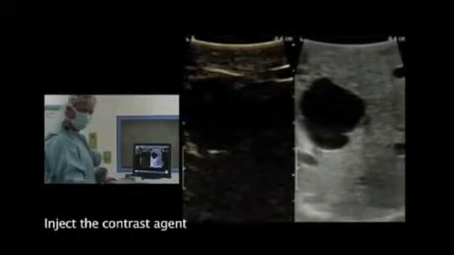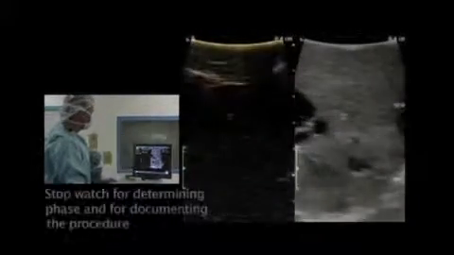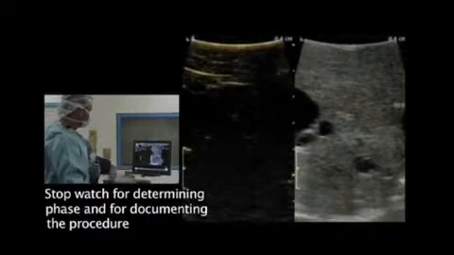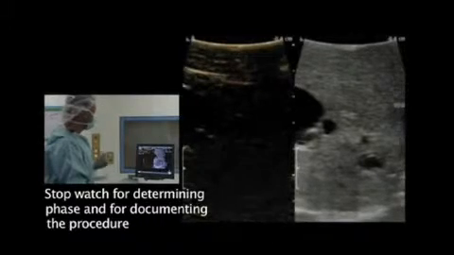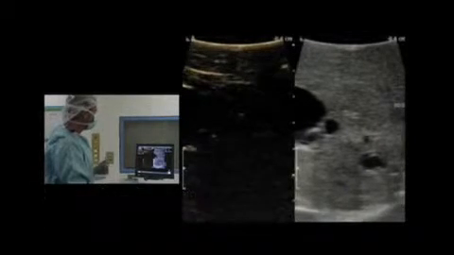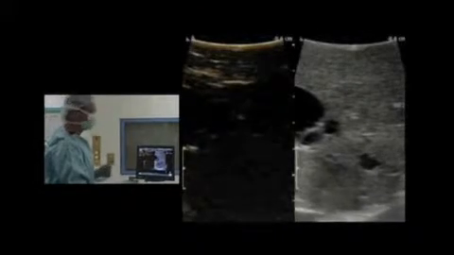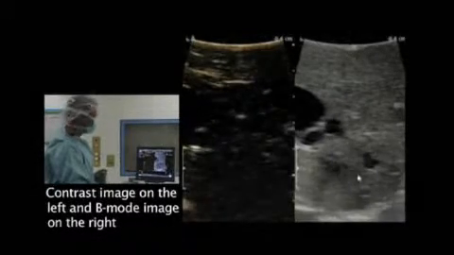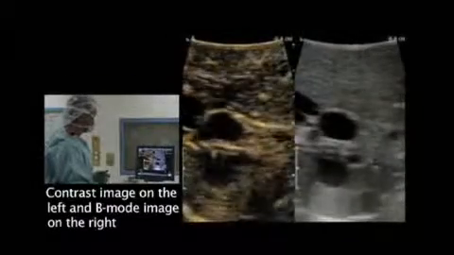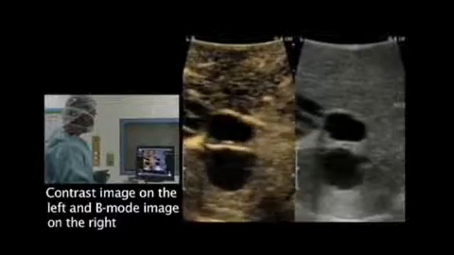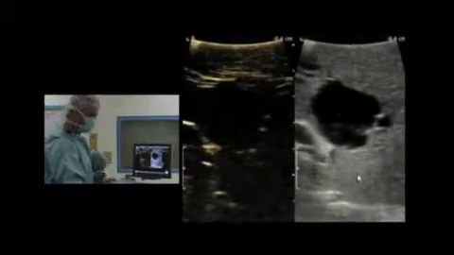We inject the contrast, and in the same moment we start the injection, then we will also start a stop clock, which will start counting up. That will provide us an idea about which phase we are looking at, and also used for documentation afterwards. We will have the contrast image on the left side on the screen, corresponding to the guiding image in black and white ultrasound on the right side of the screen. Now we can see the contrast is appearing.